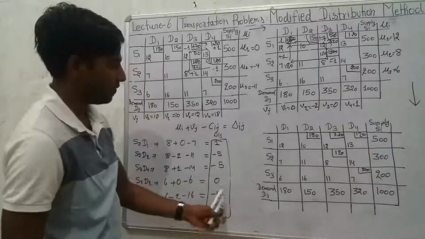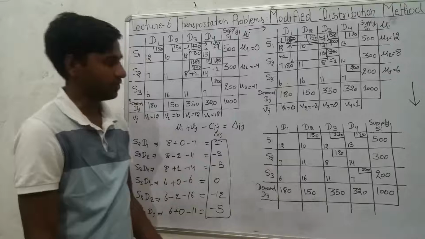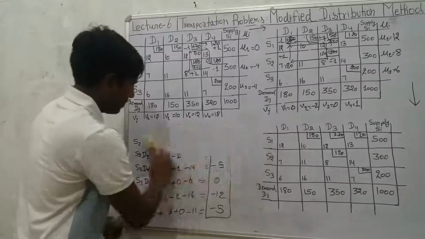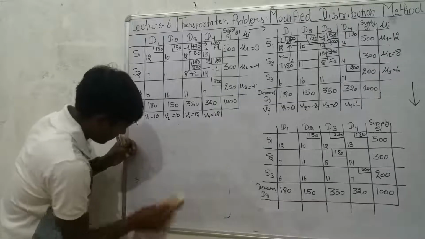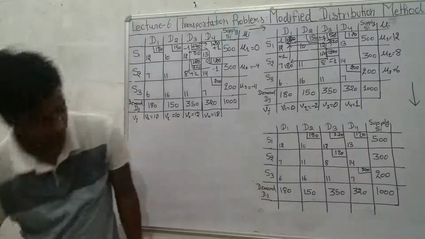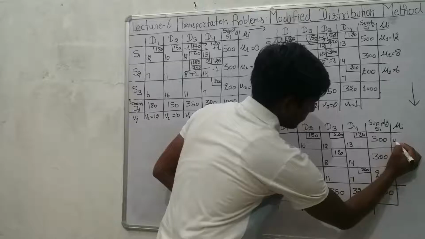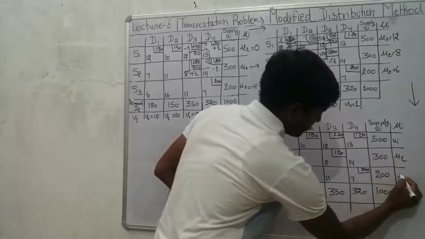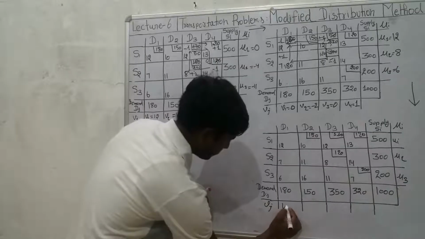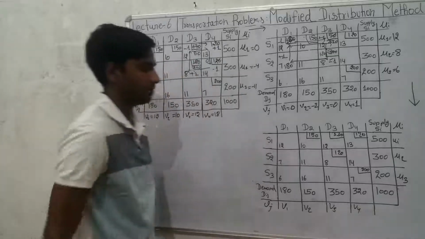So what do we have to do now? Again, test the optimality of this feasible solution. To test the optimality, repeat step 1 and step 2. Again, this method is very time consuming, so let's increase our speed. For this table also, calculate the values of Ui and Vj's, V1, V2, V3 and V4.